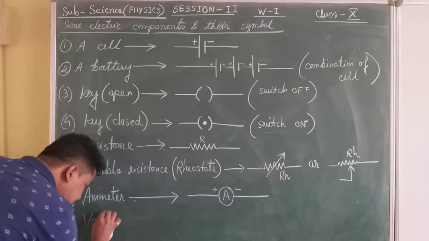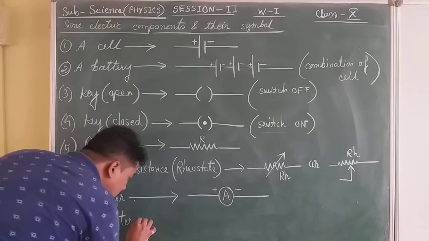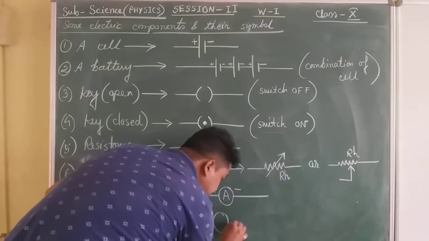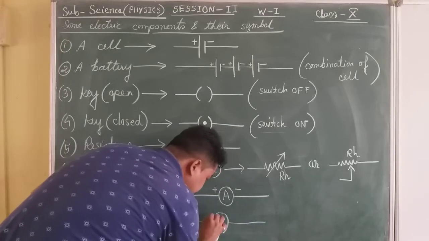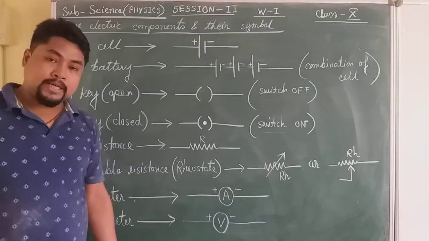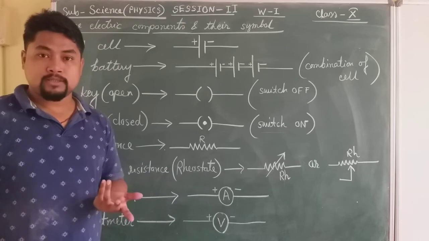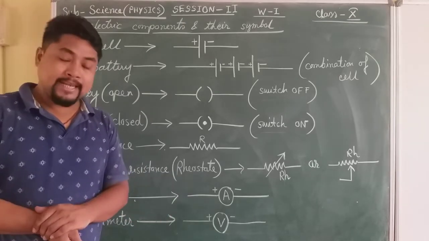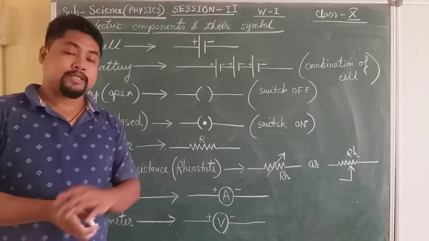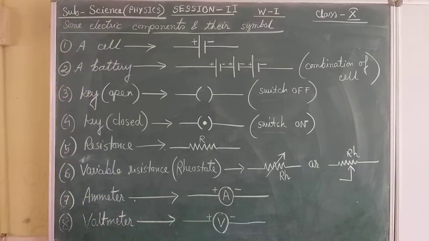Number 8, voltmeter. The symbol of voltmeter is like this. V, positive, negative. Voltmeter is an instrument used to measure voltage or potential difference between two points in an electric circuit or in an electric conductor. Okay, voltmeter.